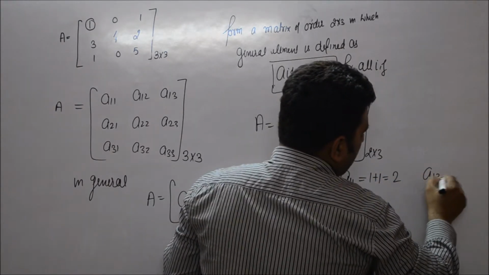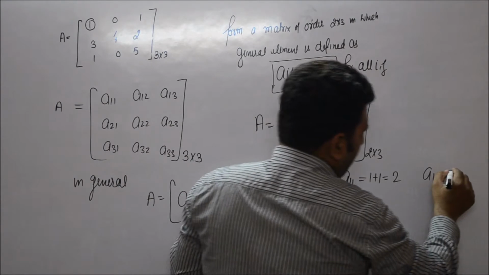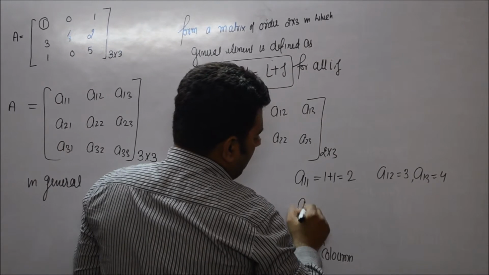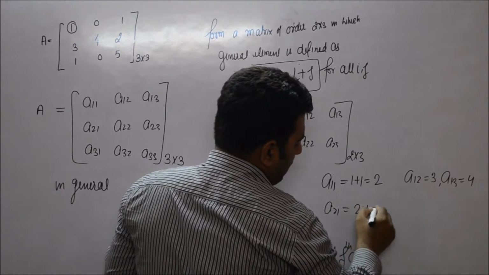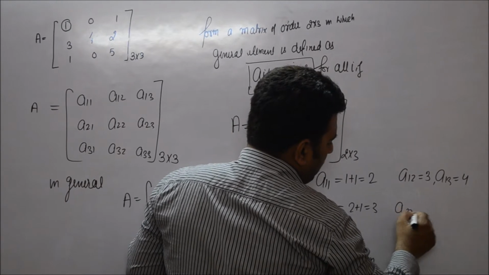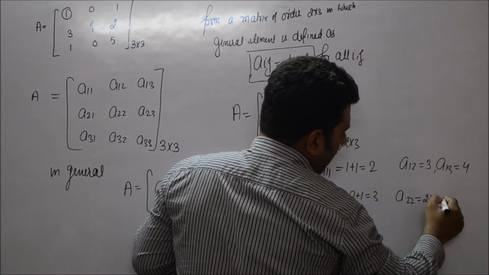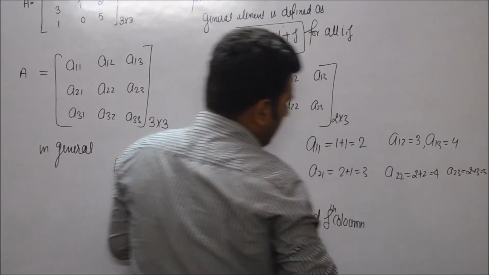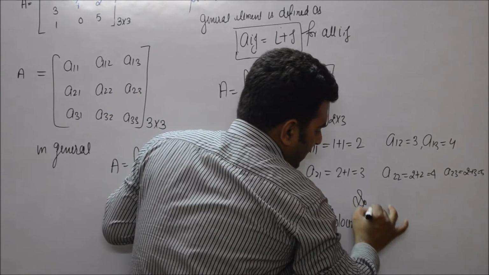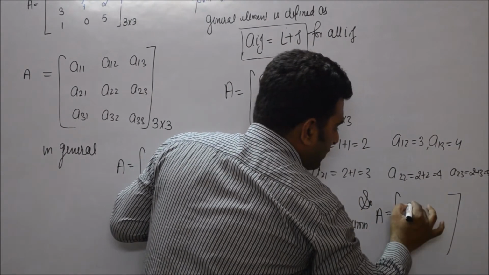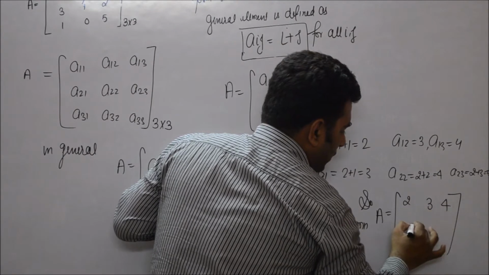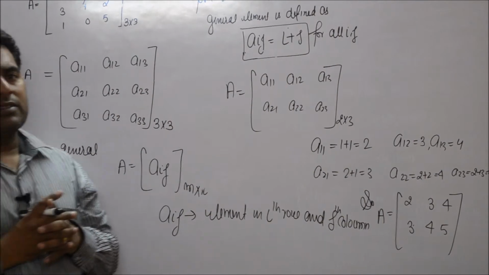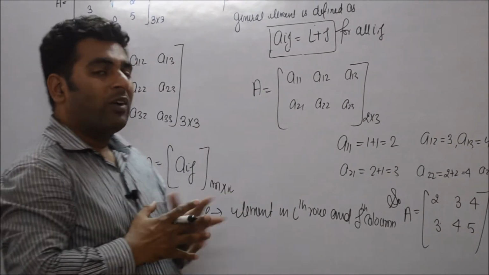If I write a12, then of course 1 plus 2 will give you 3. If I write a13, then it will give you 4. Similarly, a21 will give you 2 plus 1, 3. If I write a22, then it will give you 2 plus 2, 4. If I write a23, it will give you 2 plus 3, that is 5. Now, matrix A is what? So, matrix is 2, 3, 4, 3, 4 and 5. Such kind of question may be asked in board examinations for 1 mark only.